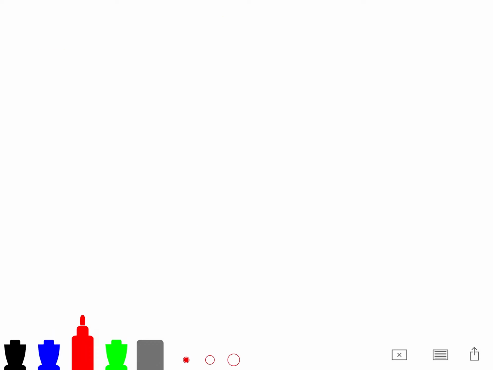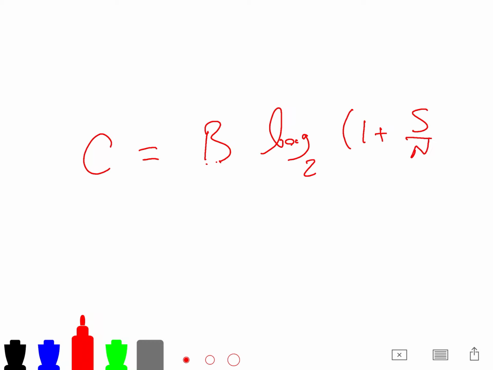And finally, I summarize everything by saying this theorem that says the channel capacity is equal to bandwidth B times log 2 of 1 plus signal over noise. And we count it in bits per second. For example, 8 megabits per second.